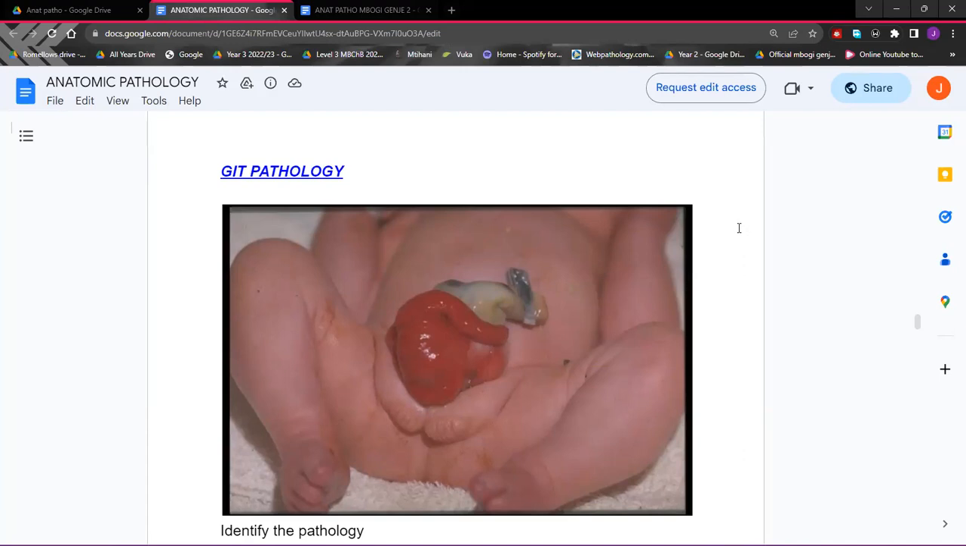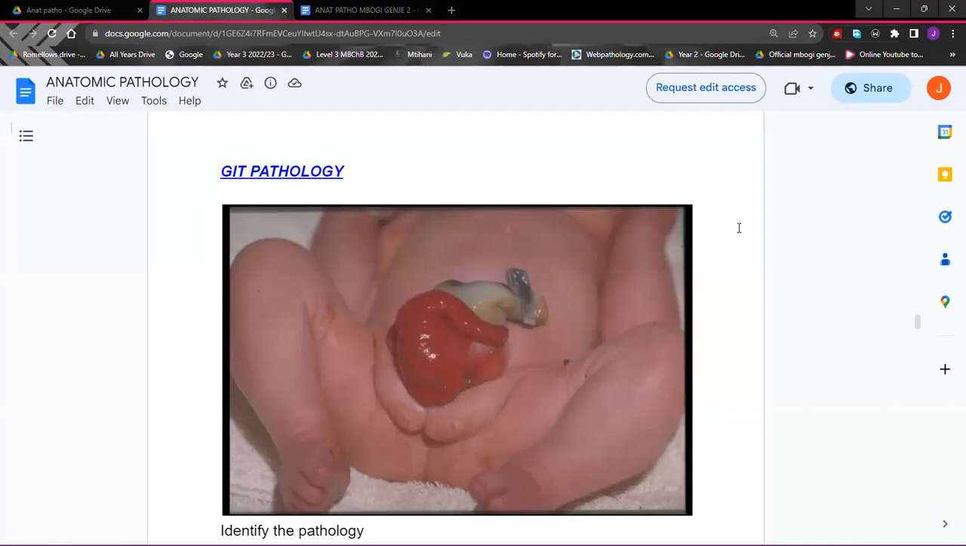Why did we go with gastroschisis? So usually gastroschisis is due to a defect in the abdominal wall, right? In the lateral abdominal wall. So if we look at this image, is this pathology on the abdominal wall, or is it lower towards the pelvis and the perineum?